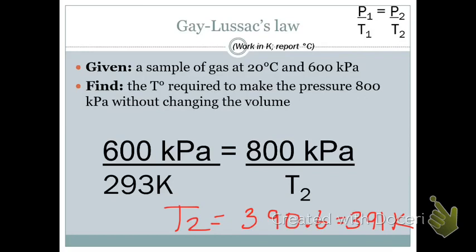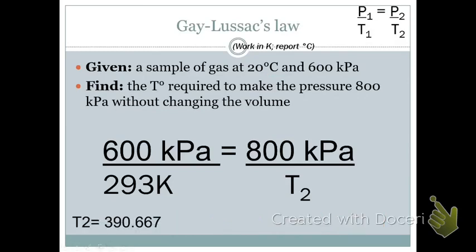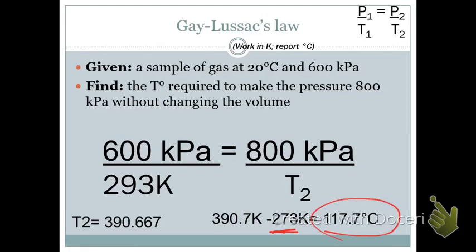Well, let's look. I gave you degrees Celsius. You've calculated it in K. So that is not going to work. I have to make that go back to my degrees Celsius. So I'm going to subtract 273 from that, and that is going to give me 117.7, and again, it's degrees Celsius.